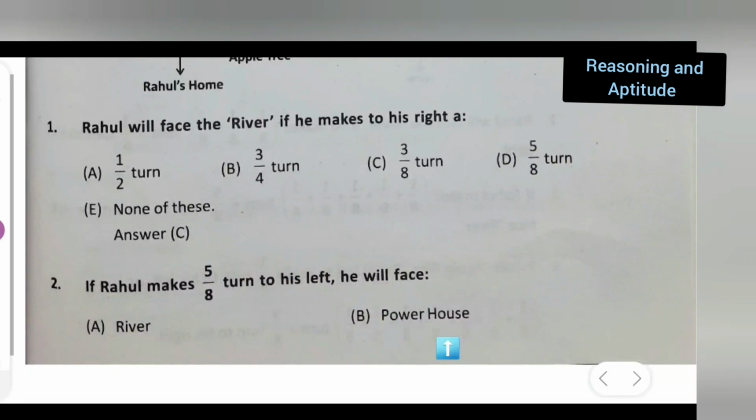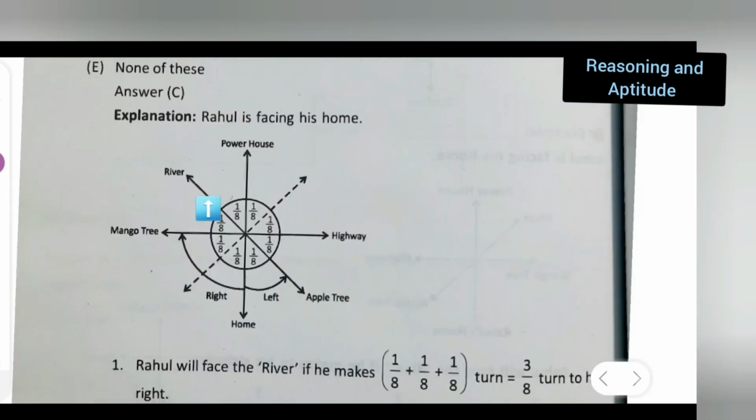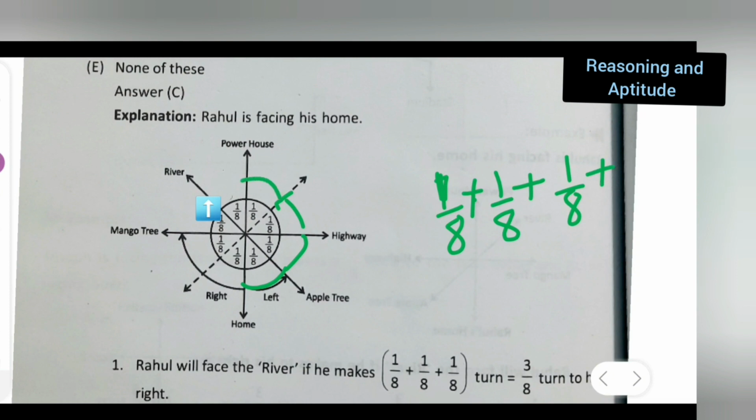So how many turns did they say? 5 upon 8 turns. 5 upon 8 turns means what? It will move here. This will be 1 upon 8, plus again it will move here, 1 upon 8, plus again 1 upon 8, plus again 1 upon 8, 5 times, right? Plus 1 upon 8. So here it will stop. So what is the answer? This will be 5 upon 8, and 5 upon 8 is the river.